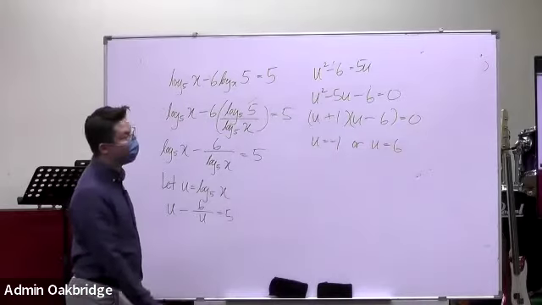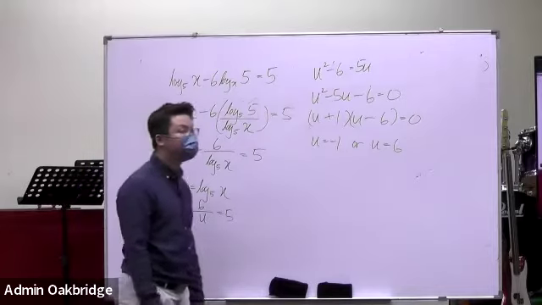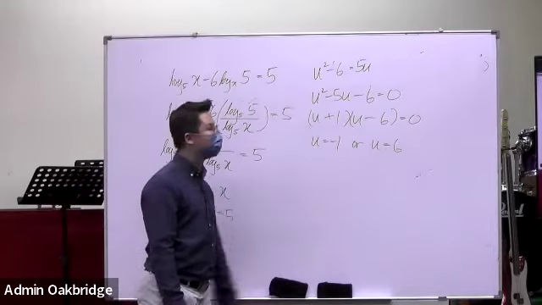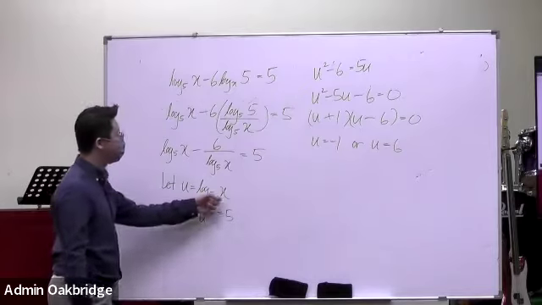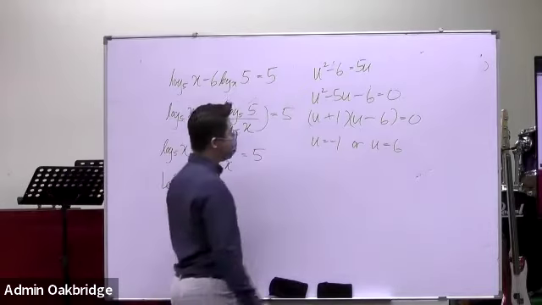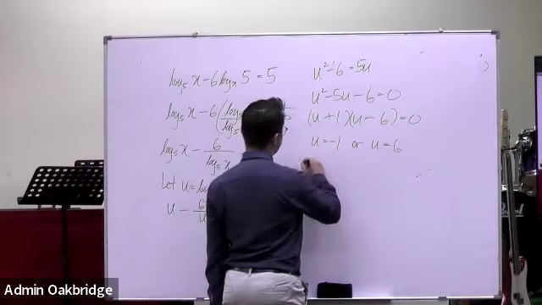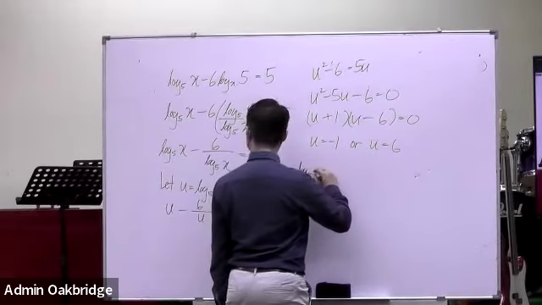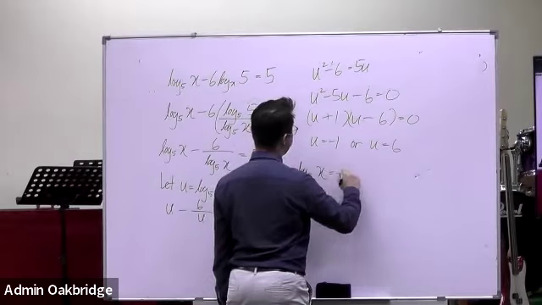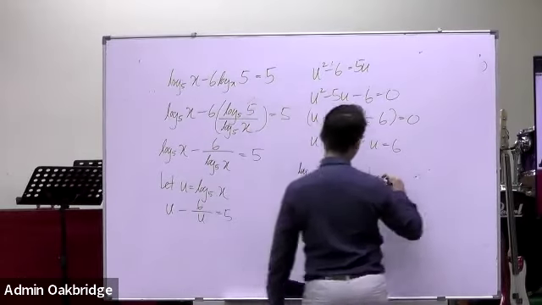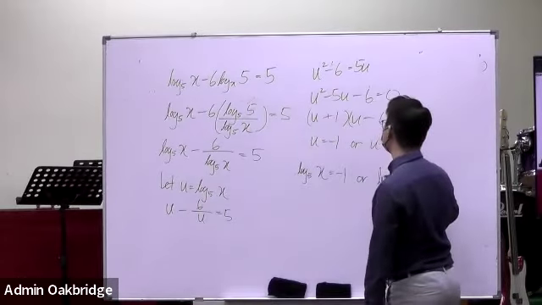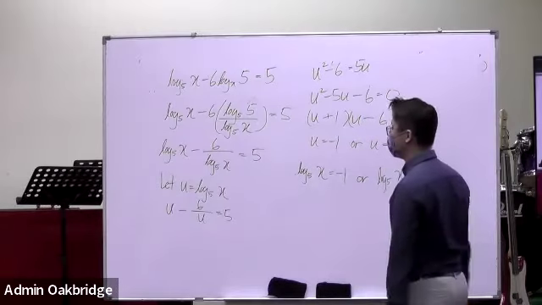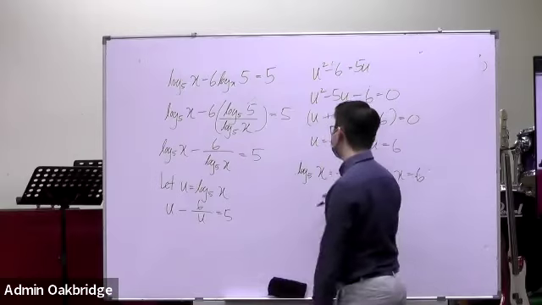But don't just stop here. We are not looking for the u. We are looking for the x. So you can make log base 5 of x equal to -1 or log base 5 of x equal to 6. So now you can find out the x.